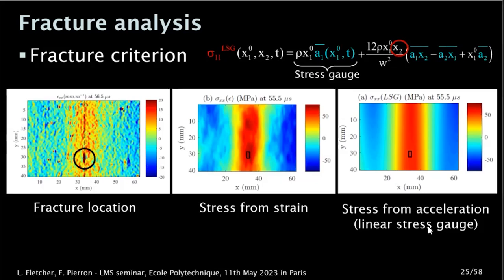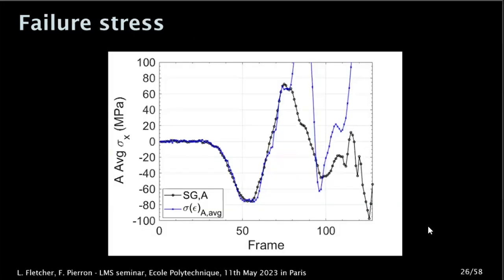Now what you can do is you can calculate, over this little area here where the crack appears, stress from strain and stress from acceleration, and then you plot them both as a function of time. And what you see is the following. In black here, this is the stress from acceleration, and in blue, it's stress from strain. What you see is at the beginning, the two match quite nicely.